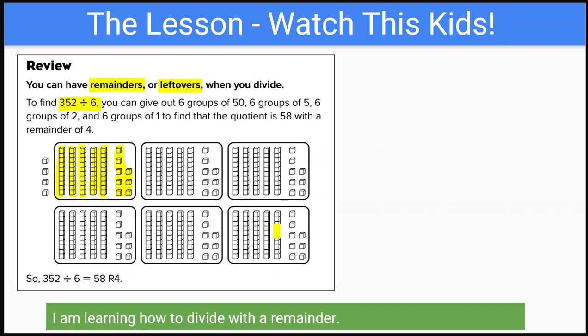But when they gave each group 58, over on the side right here, there were 4 that were left over, okay? And you can't just put them into another group because then the groups would not be even. When we're doing division, we're trying to make equal groups, okay? So if you take 352 and divide it by 6, you end up with 6 groups of 58, and then you end up with 4 left over on the side right there, and we call that a remainder. It's the leftover. Kids, you're learning how to divide with a remainder.